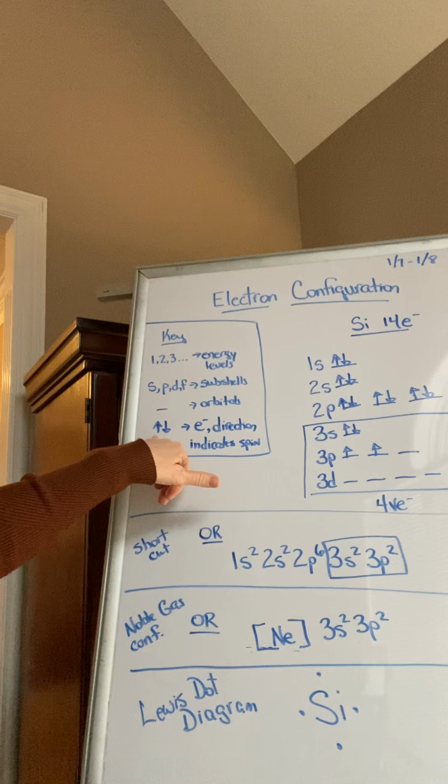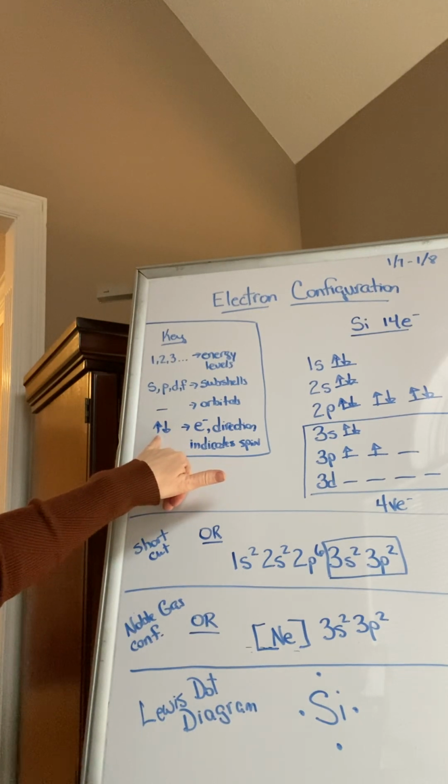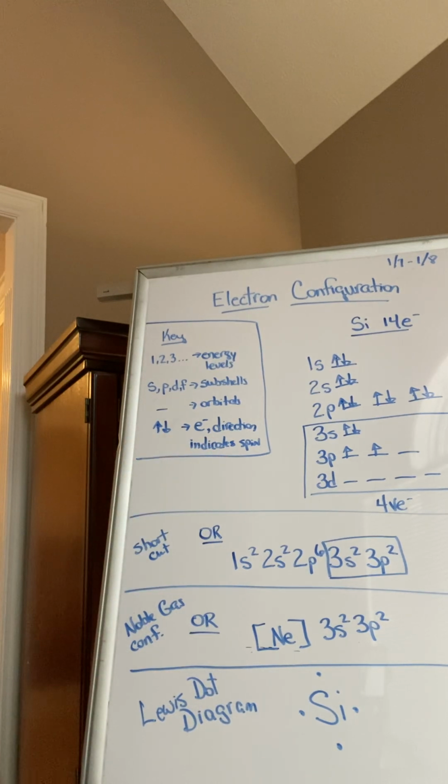And then when you're drawing the arrows, each arrow indicates an electron. They will pair up. This would indicate that we have 2 electrons here. And the reason why we use up and down arrows is that indicates a spin. Remember, when they're ever together in a pair, they will always have opposite spin. And that's why we use up and down arrows.